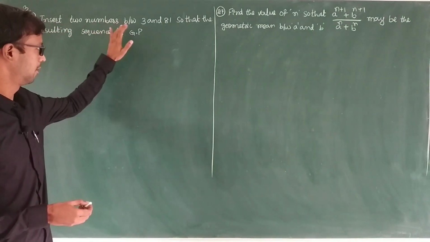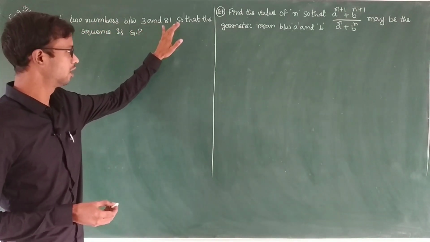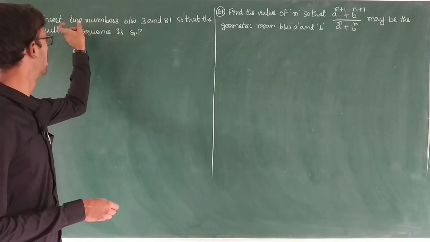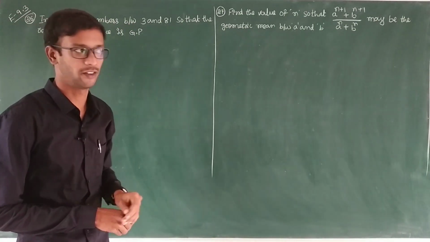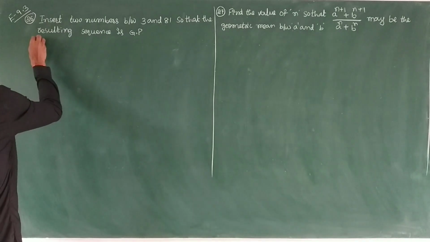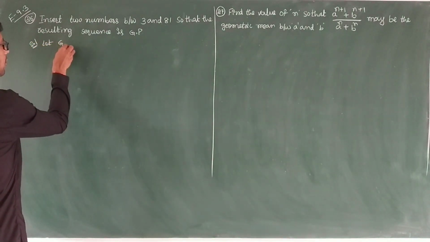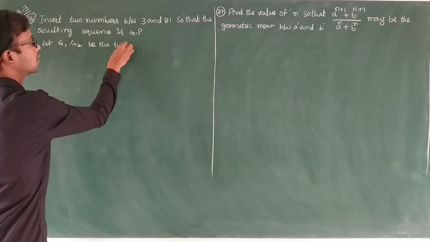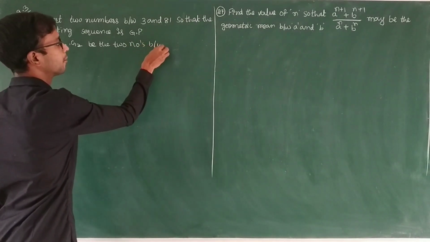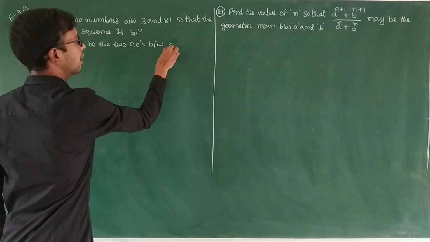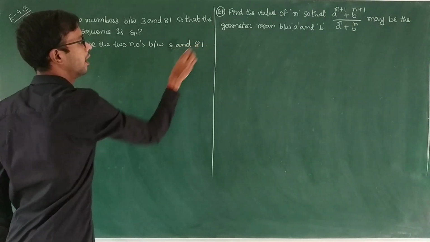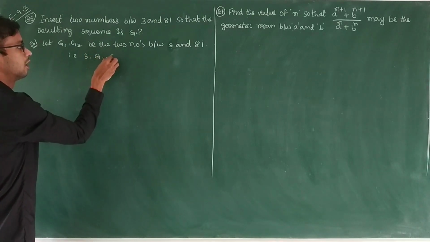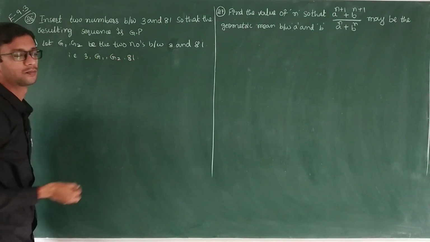Insert two numbers between 3 and 81 so that the resulting sequence is a GP. You have to insert the two numbers between 3 and 81. Solution. Let G1, G2 be the two numbers between 3 and 81. That is 3, G1, G2 and 81.